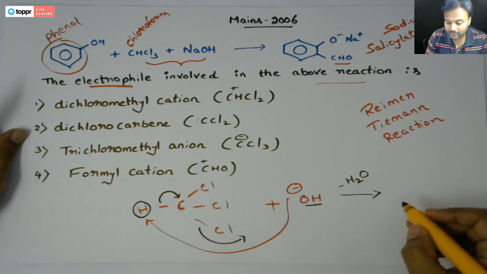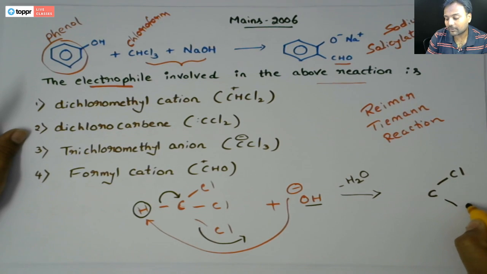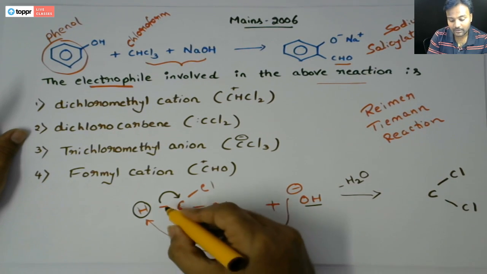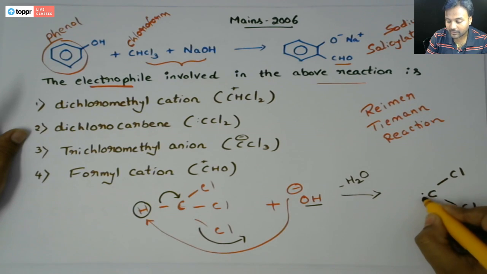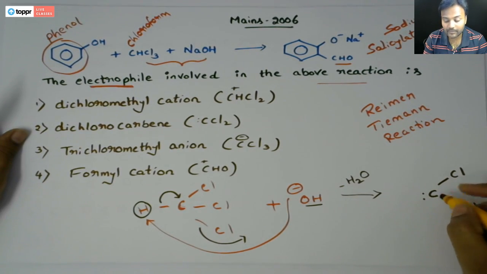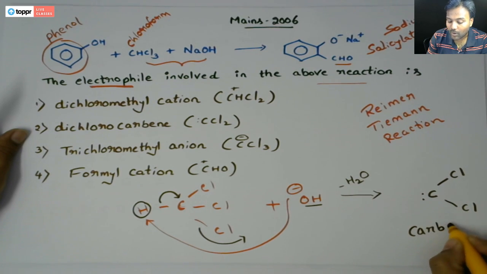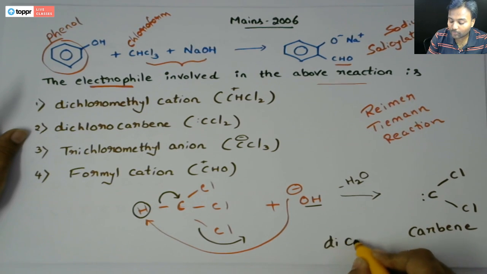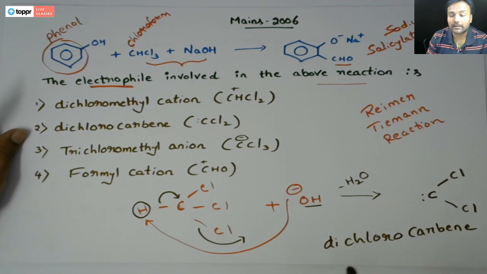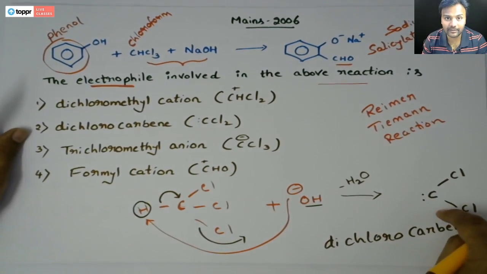How does the structure look? Carbon, you have a chlorine, you have a chlorine, and these two electrons over here. Got it? These two electrons are present here. This is called a carbene. What carbene? Two chlorines, dichlorocarbene. This is the first step, and this is the electrophile.